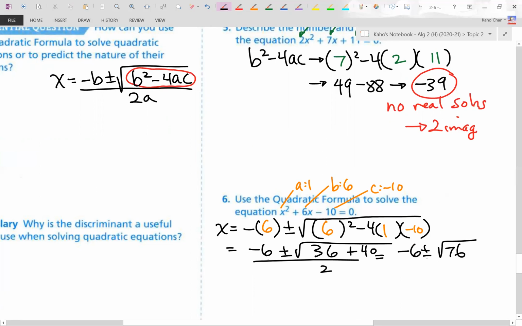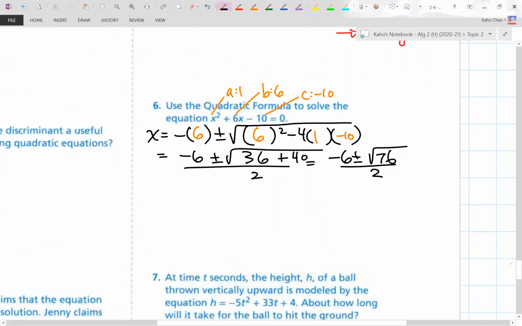And that gives me 76. Looks like a big number that we can break down and simplify. 76, we'll do 2 times 38. Interesting. And 38 is 2 times 19. Interesting. 19 is, of course, a number that cannot be broken down further.